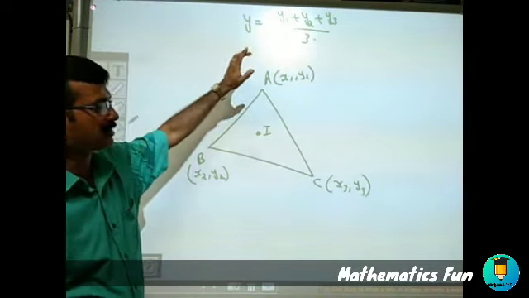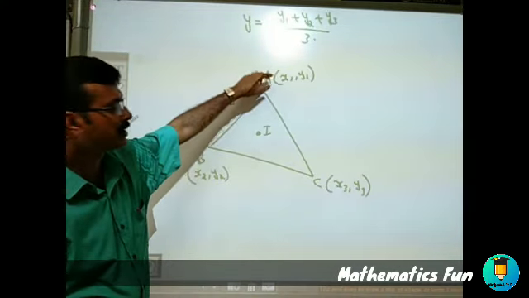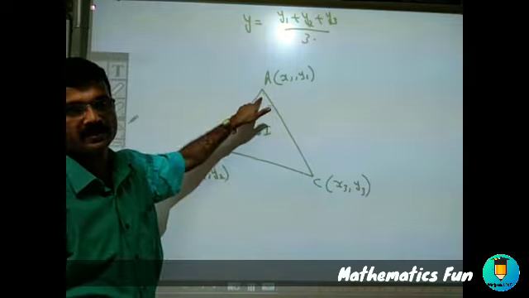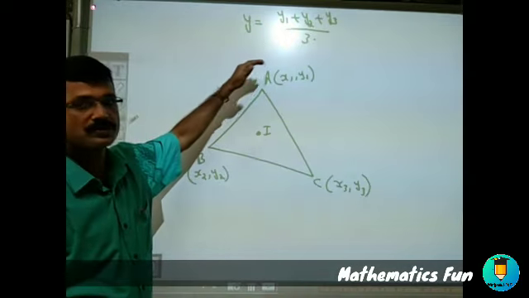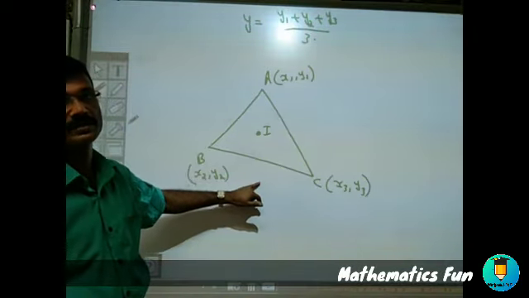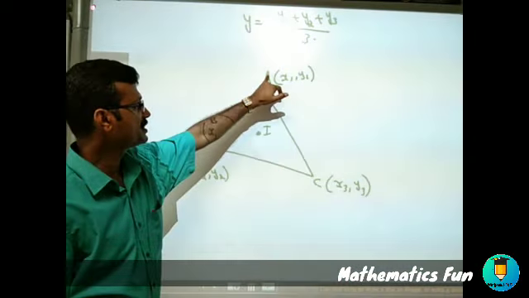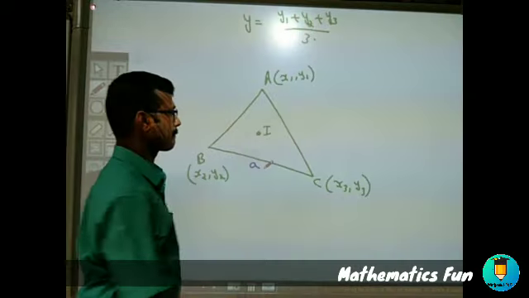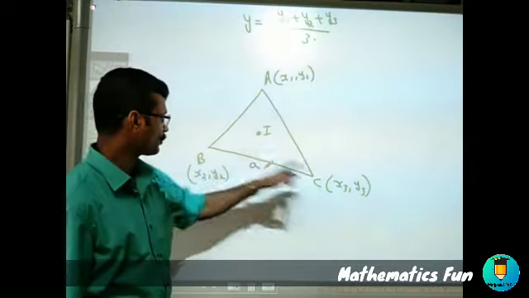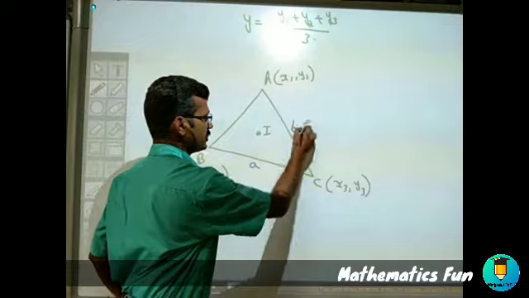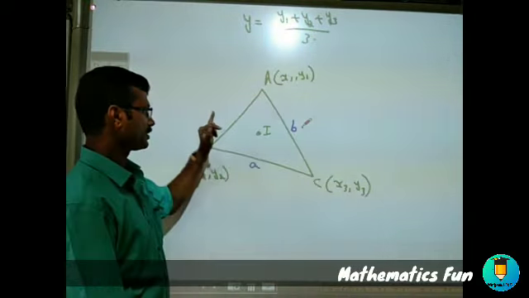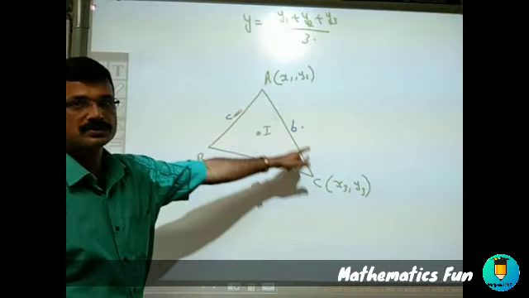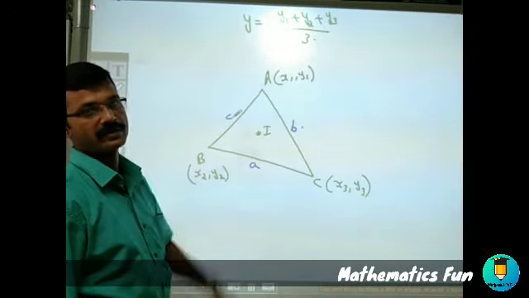Before that, you should know some conventions that you have studied about triangles. The vertices are denoted by capital letters in a triangle, and the side opposite to the corresponding vertex is denoted by a small letter. So if this is A, naturally the side BC will be small a, the side AC is opposite to B, so it is small b, and opposite to vertex C is small c. This is the usual convention we use in a triangle.